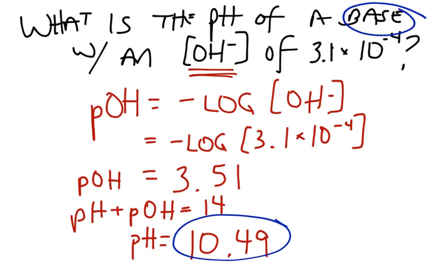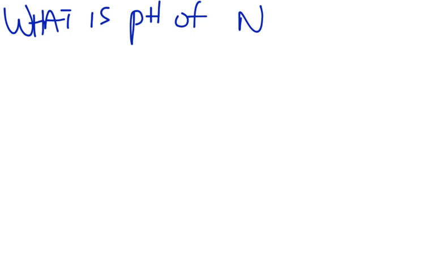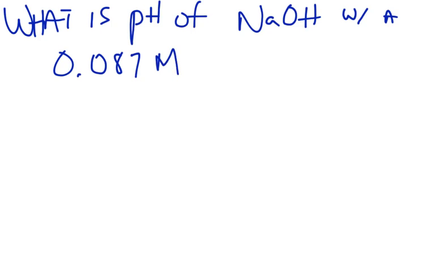That makes sense. Okay? The other way, and this is probably the hardest version you'll see, is: what is the pH of NaOH with a 0.087 molarity? Again, I'm picking random numbers today just to make life easier. This question is a little more difficult because I have to find pH, but I'm starting with a base, and I'm starting with molarity. So this is when I have the most steps.